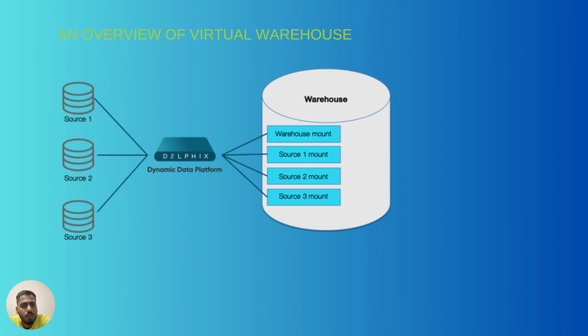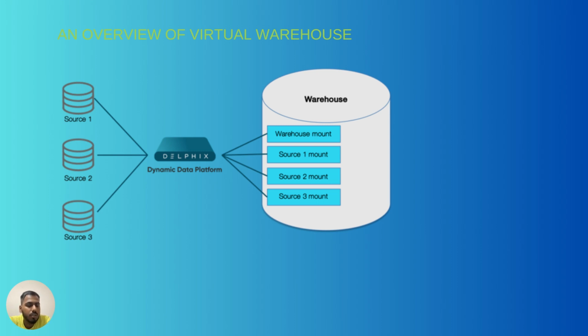An overview of a virtual warehouse. Looking at the picture, we can tell there are different sources in a virtual warehouse. In the picture, source 1, source 2, and source 3 are depicted. Here, the dynamic data platform contains all the sources' data combined and is used as a medium to transfer it to the warehouse. The warehouse generally contains warehouse mount, source 1 mount, source 2 mount, and source 3 mount, which have all the data present in the different types of sources.